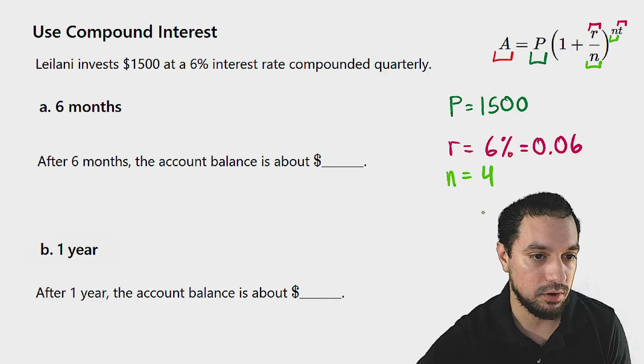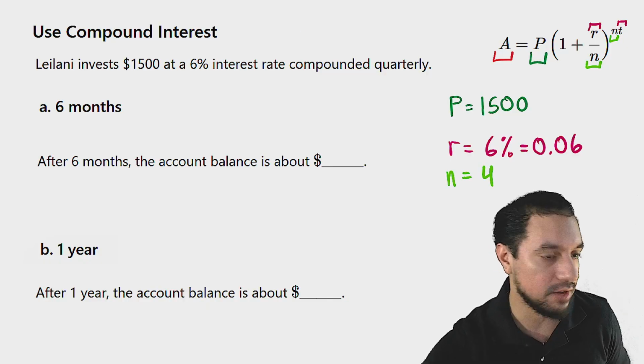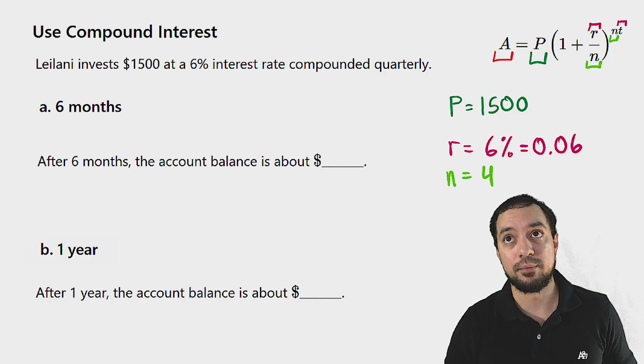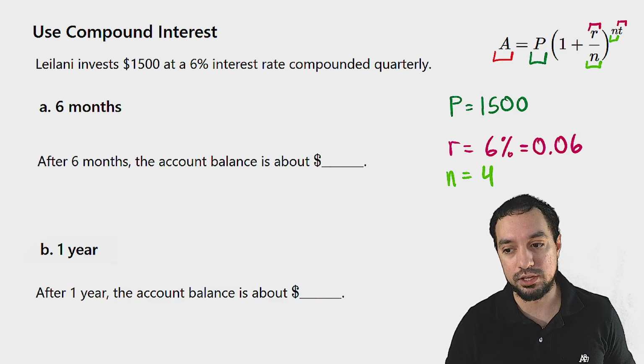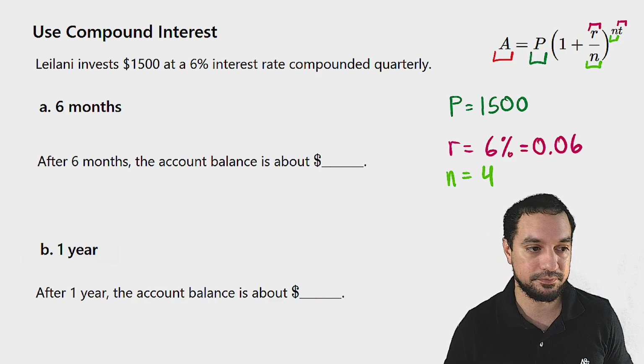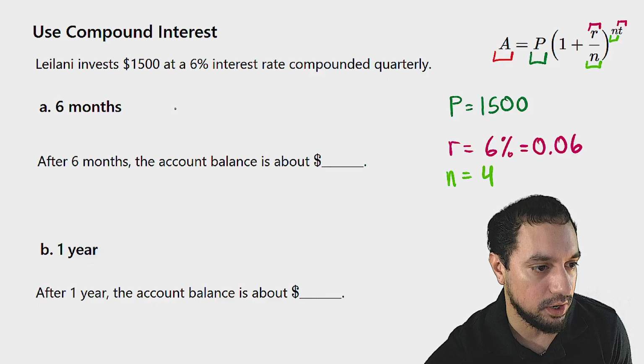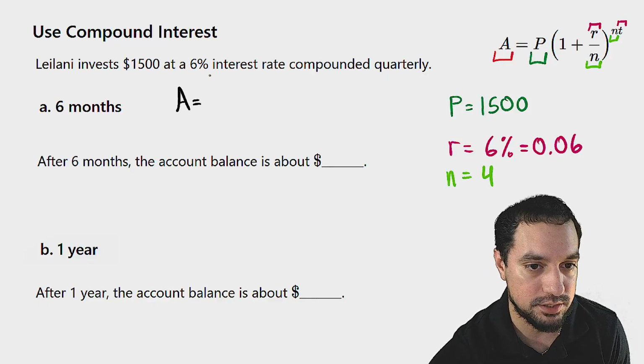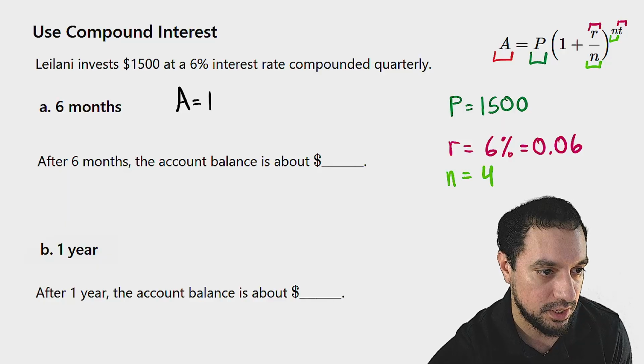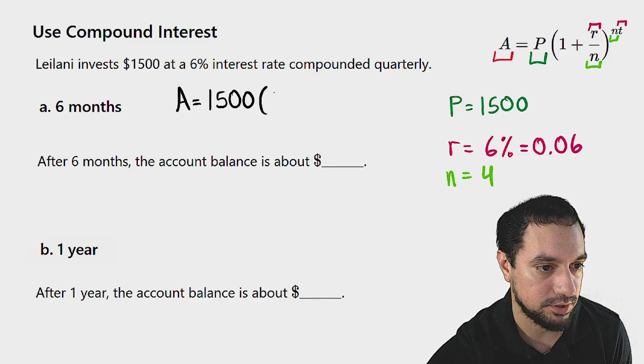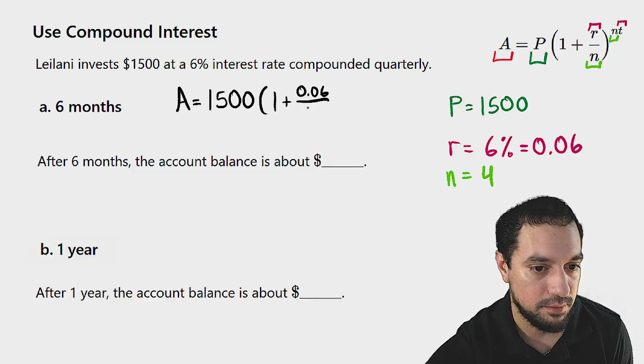All right, let's go ahead and plug everything into our formula. Once we have everything plugged in, it's really about kicking it over to a calculator to get the final answer. So we're solving for A, the final amount of money Leilani is going to have in this account. My principal balance is $1,500. That's how much I started off with. My interest rate is 6%, compounding quarterly, so 4 times in a year.